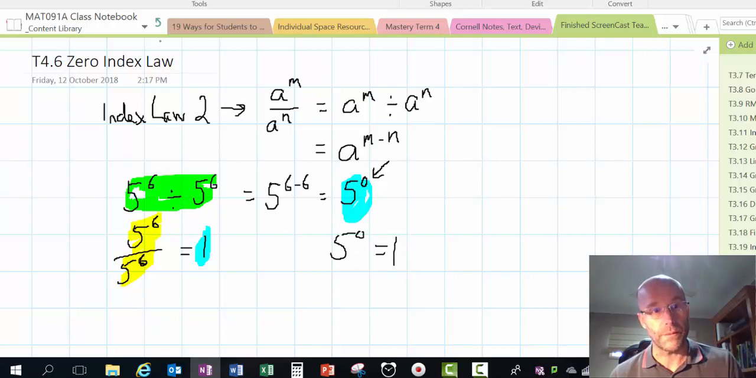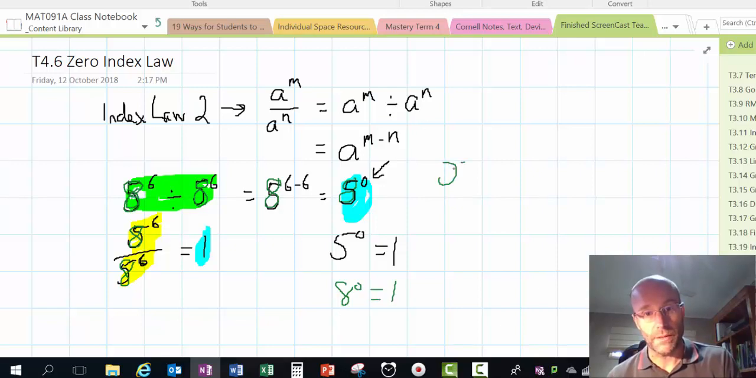But we could do that with anything. We could change that 5 to the power 6 to an 8 to the power 6. All I have to do is change the 5 to an 8, and we get 8 to the 0. Those would become 8s, but 8 to the 6 divided by 8 to the 6 is still 1, so I can't change the 1. So 8 to the power 0 also equals 1.